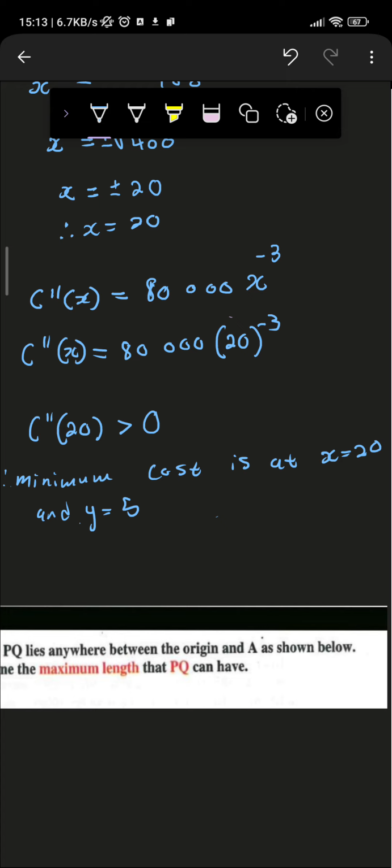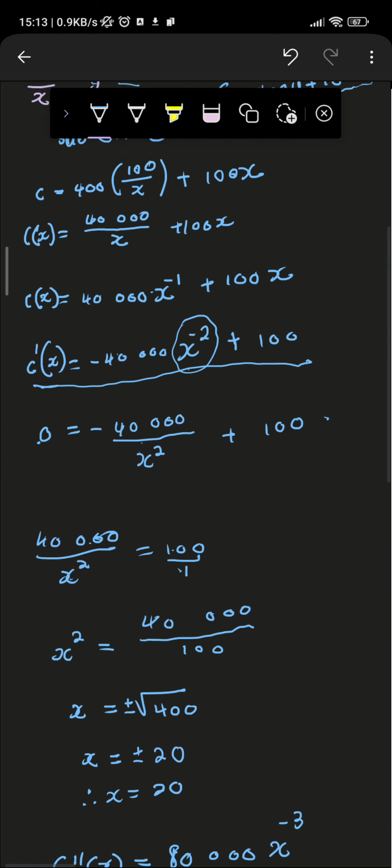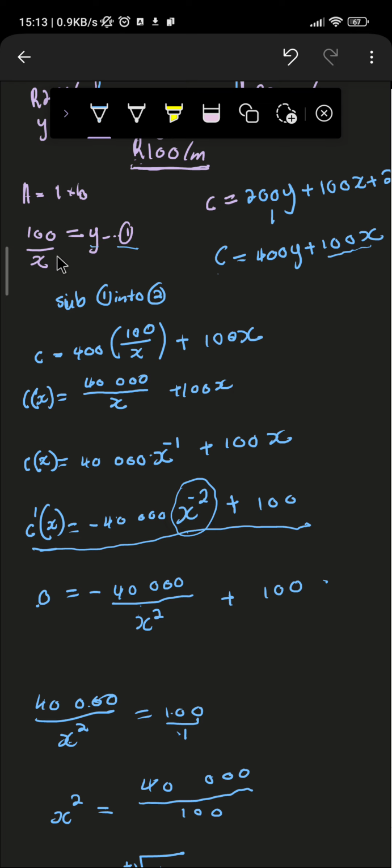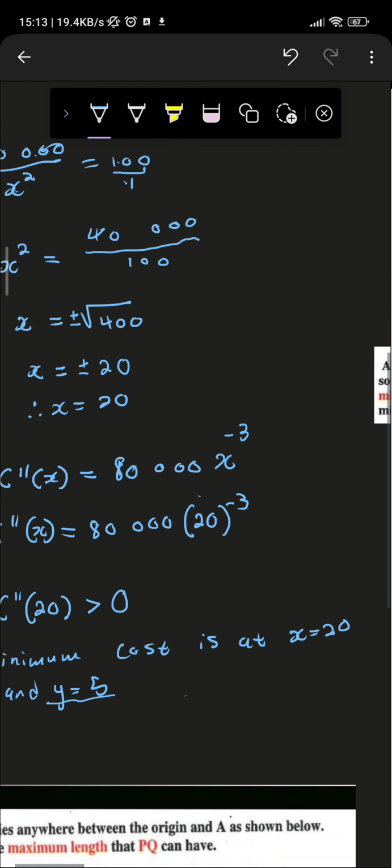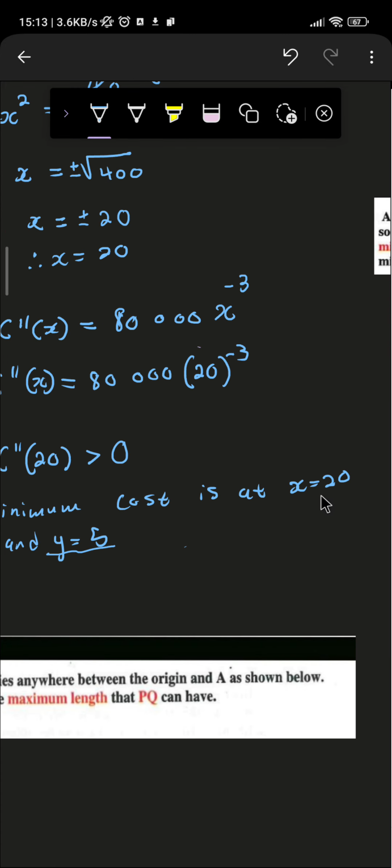Also go and find the value of y. The procedure doesn't matter, you only get 1 mark for finding the final answer of y. So go and substitute, and you can substitute on this formula here, our first equation. Substitute x, since it's the one that you found first, you substitute x, you get y. So the minimum cost is at x of 20, and when you substitute this x, that value of y is 5. So this will be the end of this example.